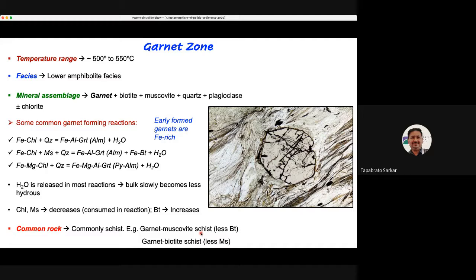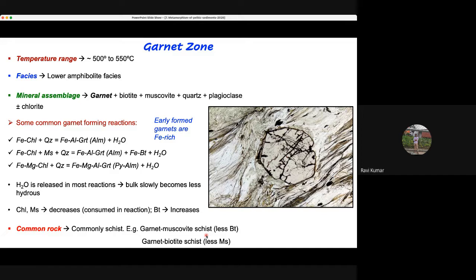Most of the times, in 99% of cases, these metamorphic rocks are accompanied by deformation, which means that the schistose minerals align themselves in a particular direction to form a foliation. Therefore we generally get a schist. If the biotite is more, we call it a garnet biotite schist. If both are equivalent, we can call it a garnet muscovite biotite schist as well. So depending upon the modal proportions, these would be the common names, commonly schist in the garnet zone. Okay, any questions?